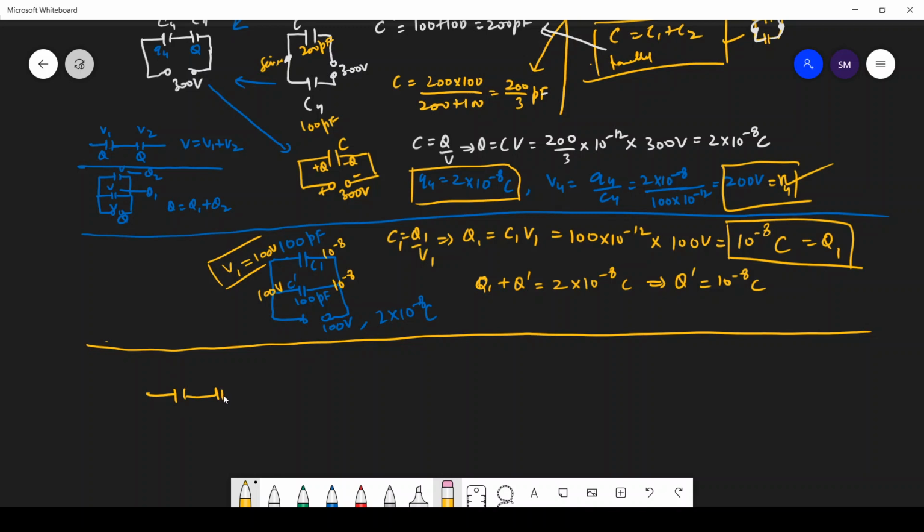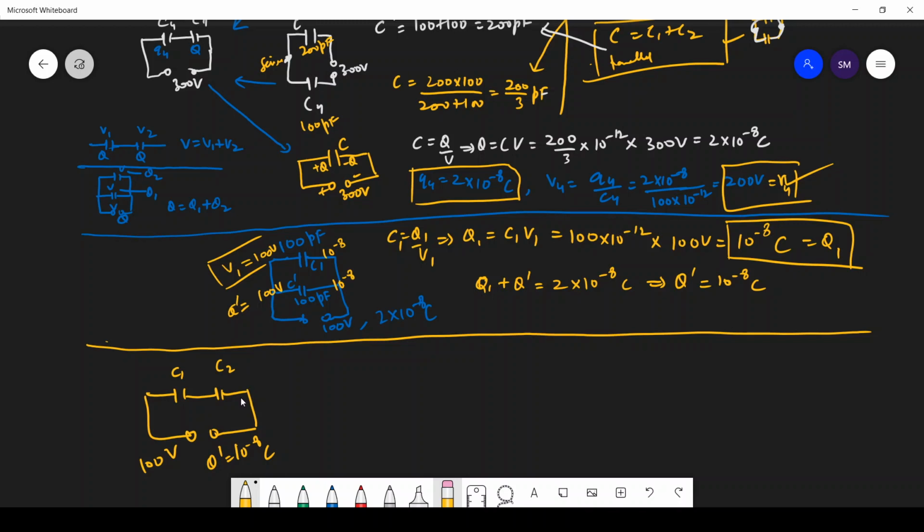So they are in series, right? And what is the voltage available to them? And what is the charge available to them? C dash. So the charge available with them is 10 to the power minus 8 coulomb, that is Q dash. And what is the voltage available with them? Voltage available with them is 100 volt. So 100 volt is available with them.